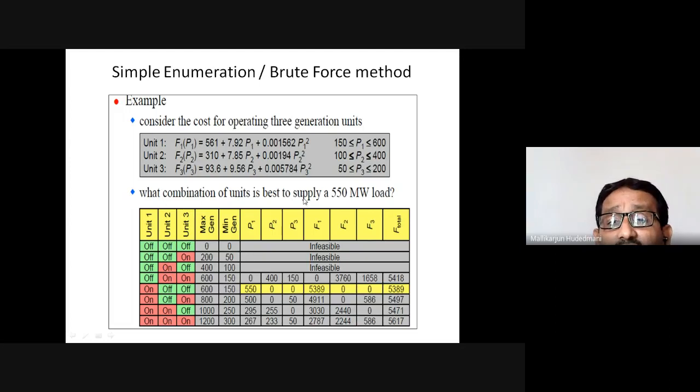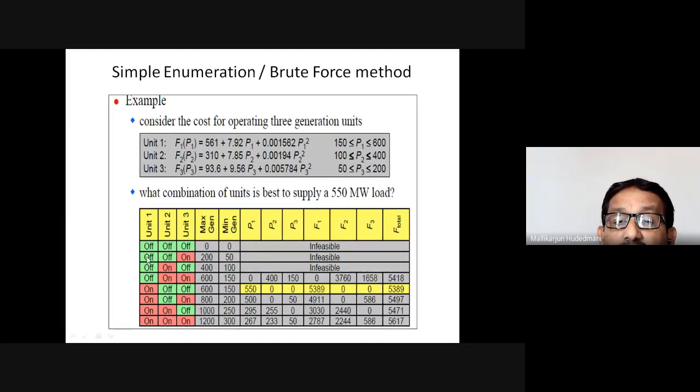Supposed to deliver, in the same way, an example, typically 550. Let's see, 550 megawatt they want to address. How is the combination of these 3 units worked out for a schedule of 550 megawatt load? Again, see how the table is formed. Unit number 1, 2, 3, 3 columns. Combination of these 3, maximum column, minimum column. So all are off, nothing is possible.